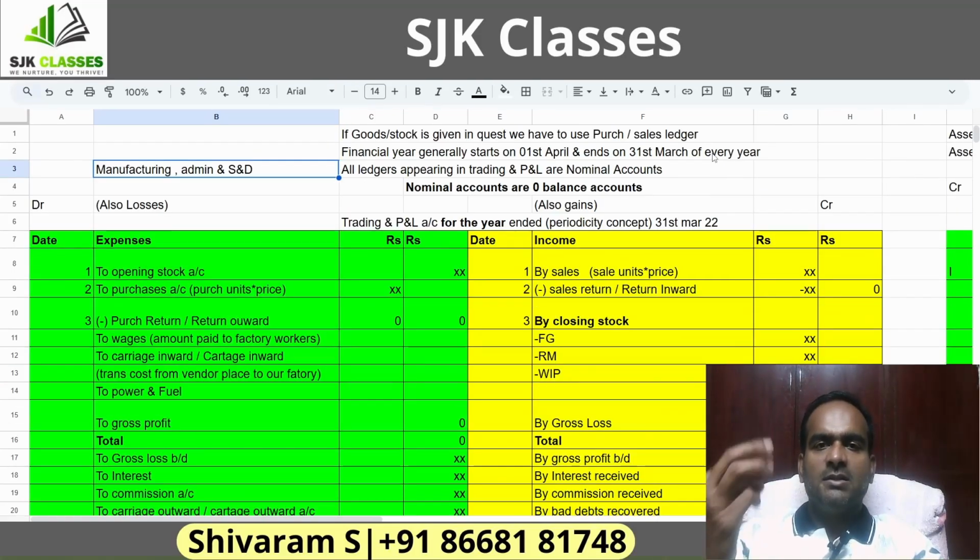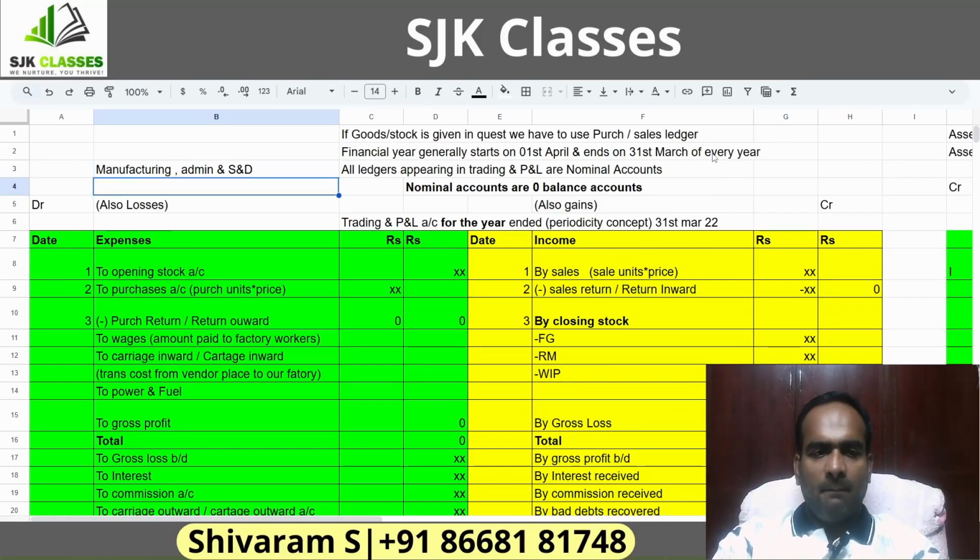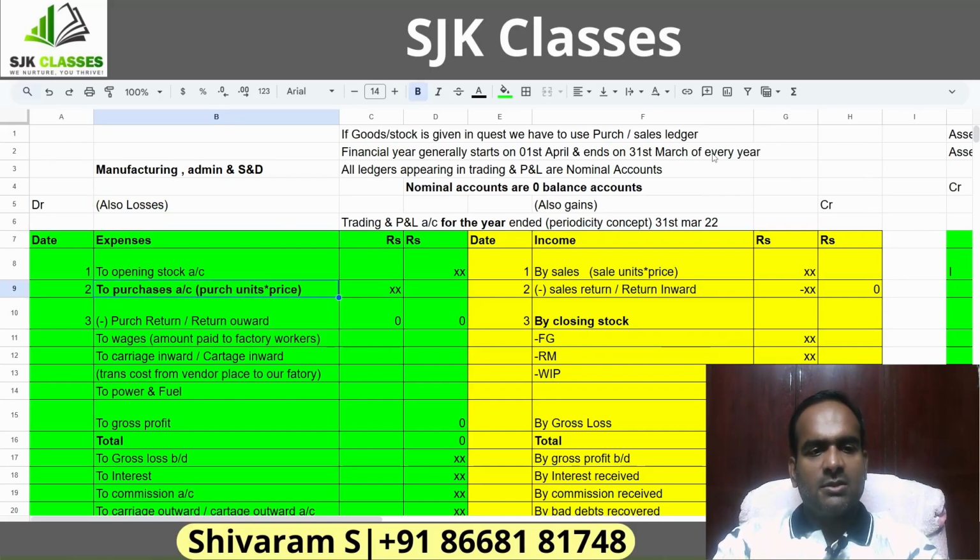A firm incurs three types of expenditure: manufacturing, administration, selling and distribution. Manufacturing cost is something which the firm incurs during the production process. For example, the purchase cost. What is purchase cost? The cost incurred for procuring the raw material. I am purchasing the raw material. That's what has been captured through purchases.